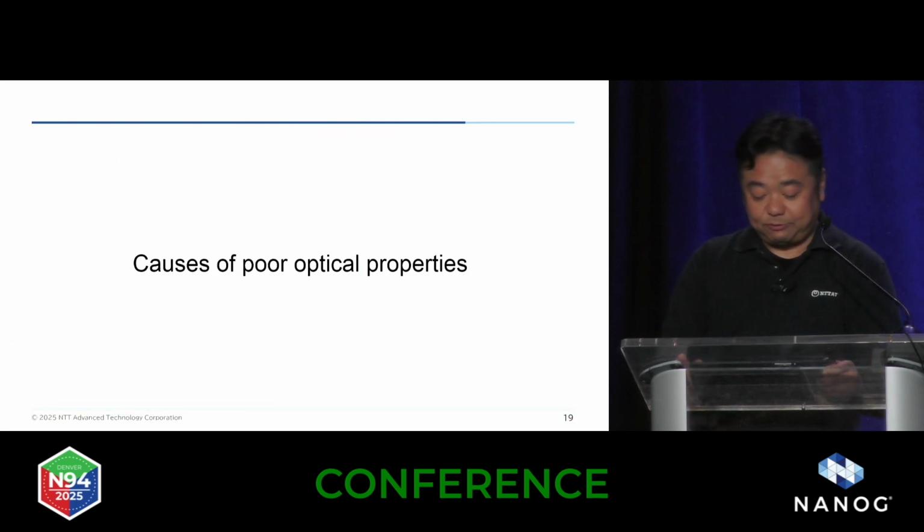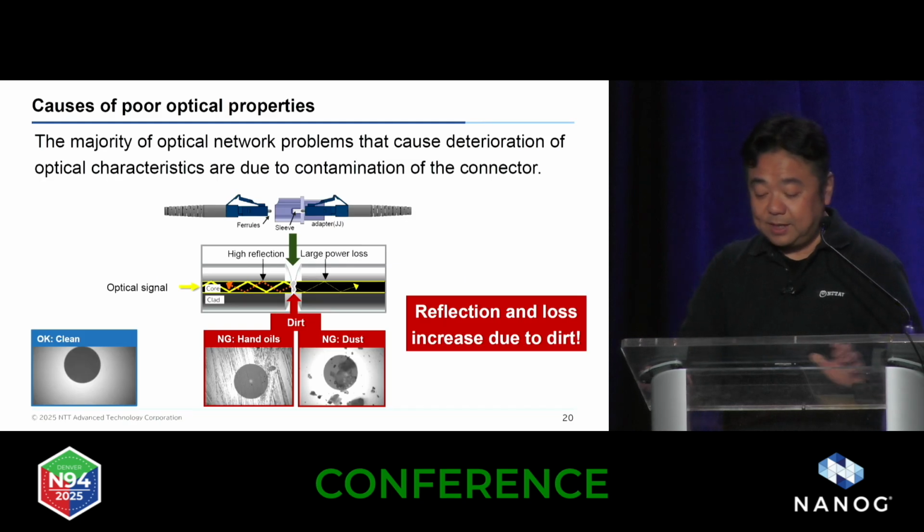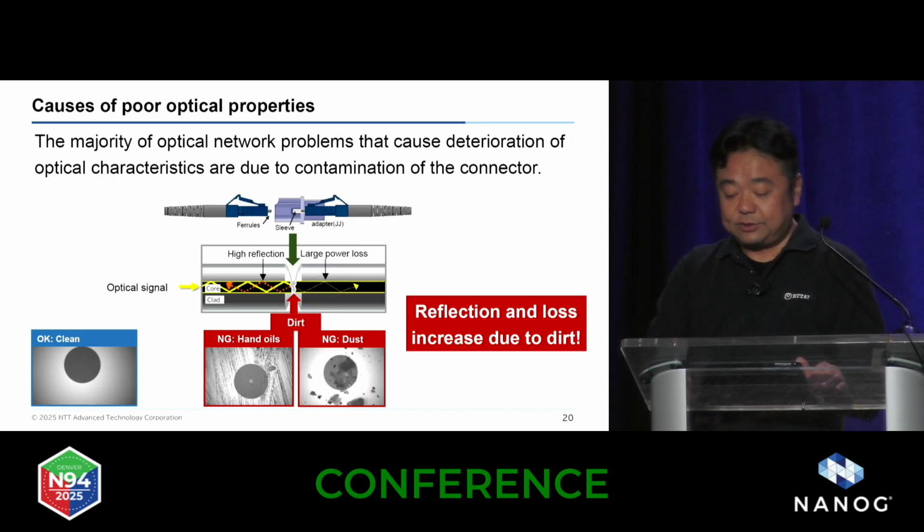Now, the cause of the poor optical properties. From the explanation so far, I hope you understand that multiple reflections cause communication errors. Now we are talking about what caused them. Let me explain the connection structure of the optical connectors.